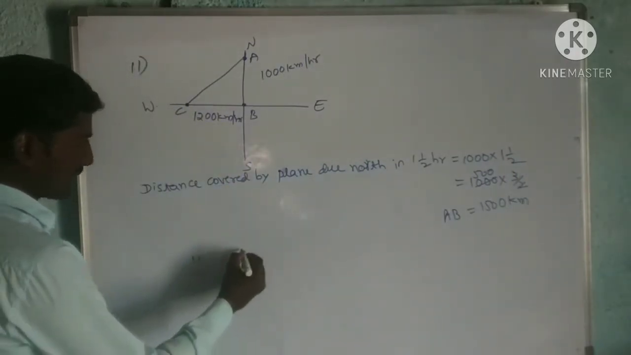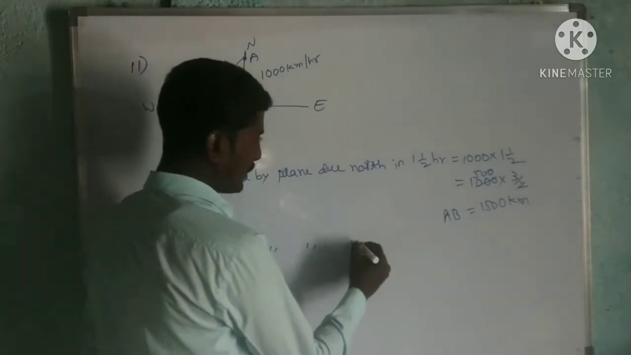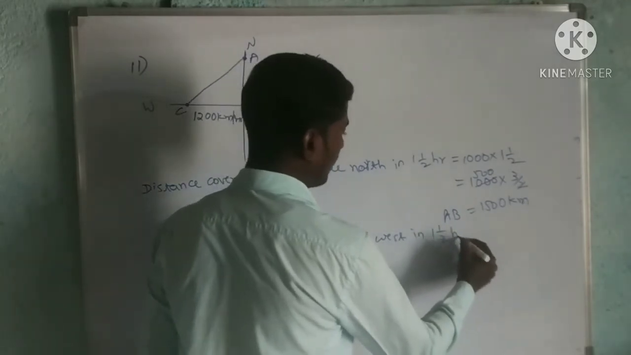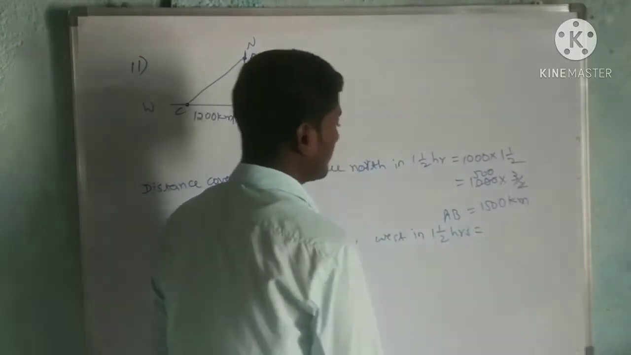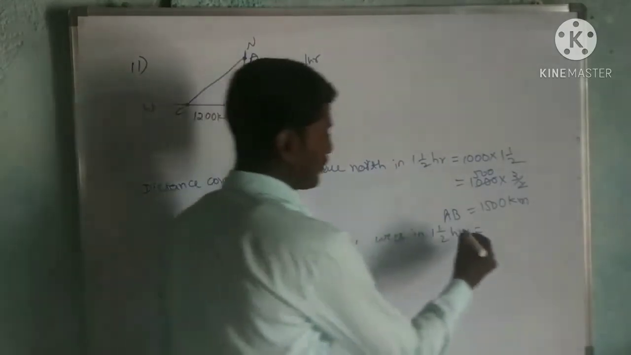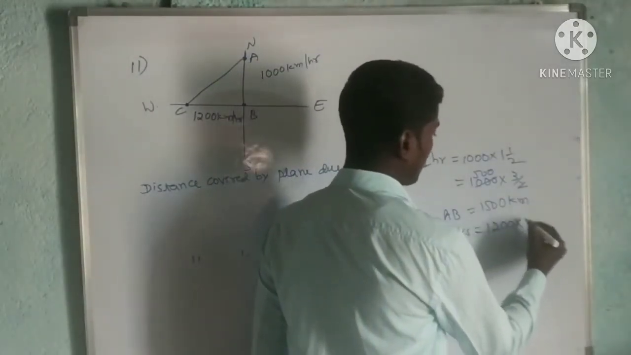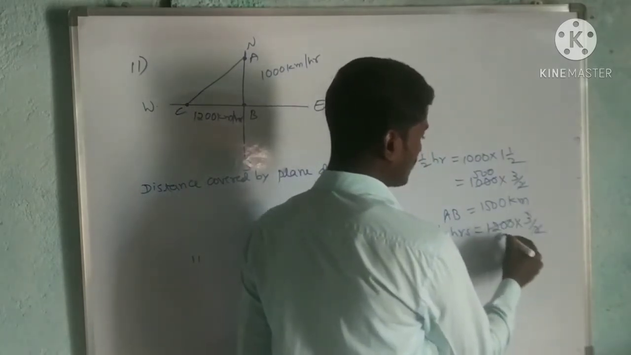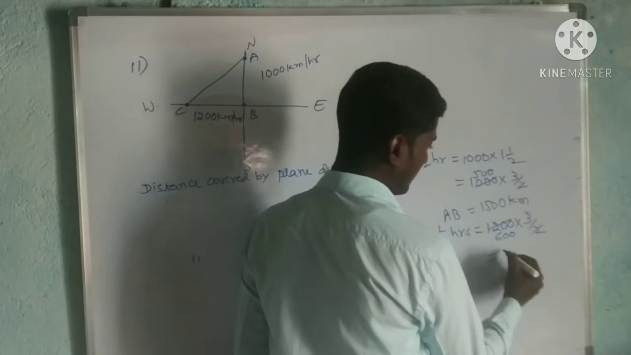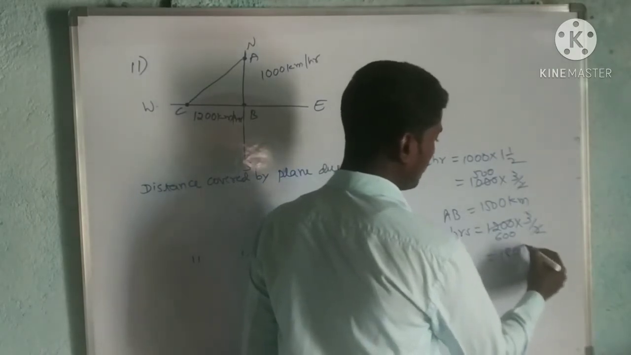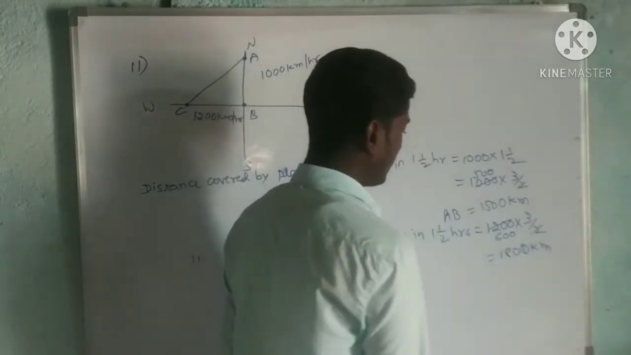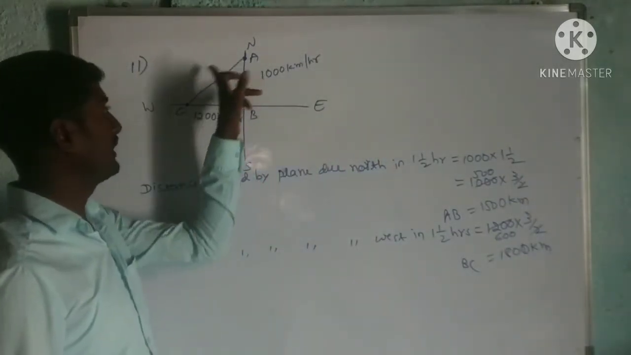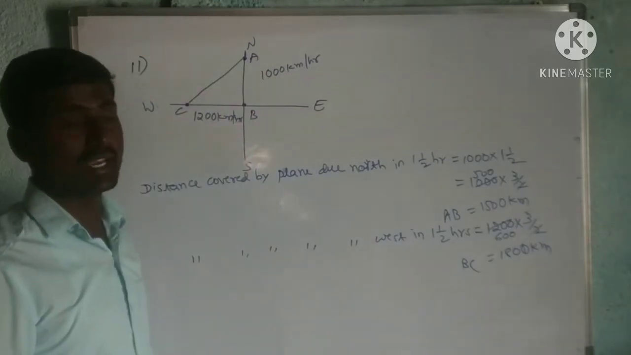Now similarly, BC we have to find. The distance covered by the plane due west in 1 1/2 hours is again speed into time. Speed is 1200 into time is 1 1/2. That is 3 divided by 2. 2 1s are 2, 2 6s are 600. 6 3s are 18. 1800 kilometer. This is BC. AB I got, BC I got. Then we have to find the distance between the two planes, means AC I have to find.